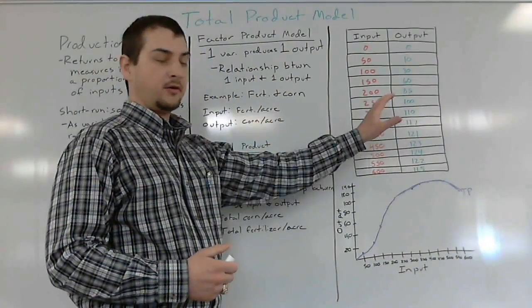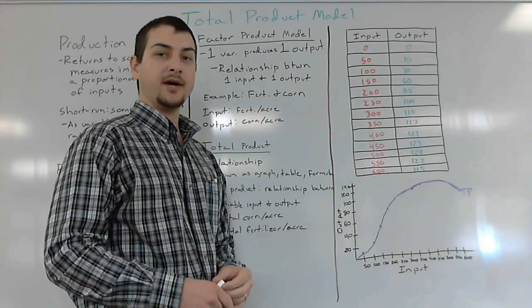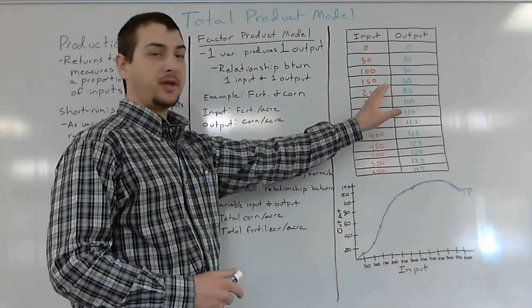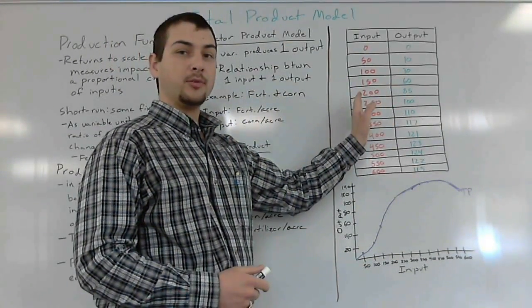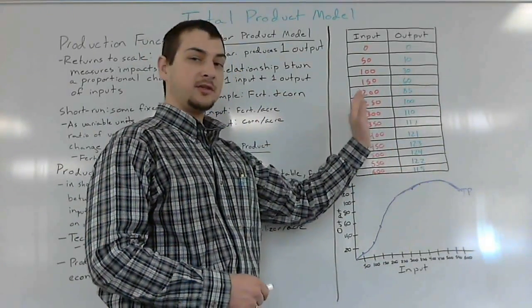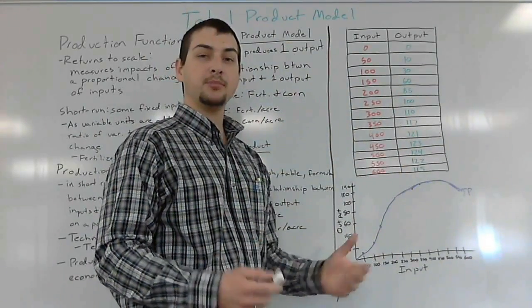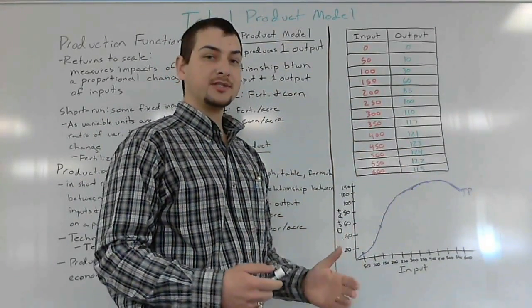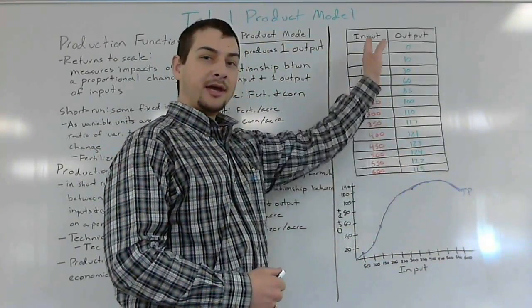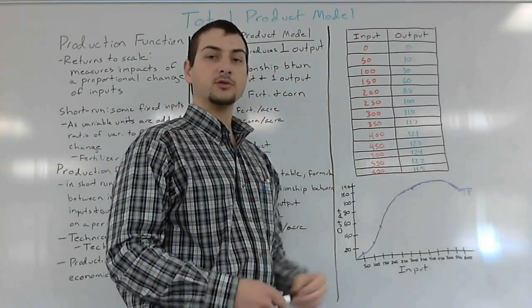So if we look right here, this table and this graph basically show everything that we've been talking about. This table is showing a relationship between one variable input and one output. In this case, we're going to be talking about the pounds of fertilizer per acre versus the corn yield in bushels per acre. As we can see, it shows that however much fertilizer we put in is how much corn yield we get out.